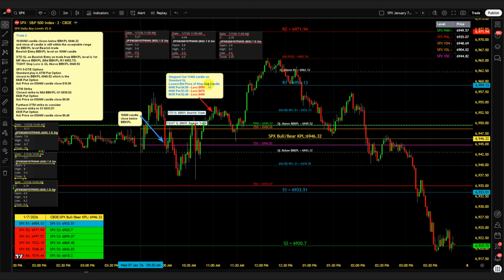Okay, so again, the lowest bid price of the stop out candle. In this case, as you can see, this wick up, this would be the high of this wick here. So on the 69.45, the low of the candle is $4.50, the 69.40, the low is $3.30, and the 69.35, the low is $2.40. So on the 69.45, we have a loss of $550 per contract. The 69.40, we have a loss of $470 per contract. And the 69.35, we have a loss of $400 per contract. Now we'll move on to trade number 3.